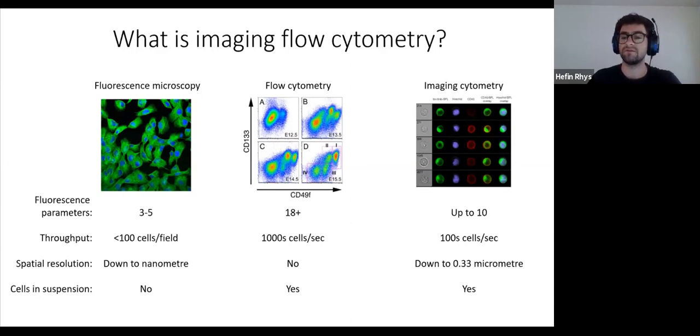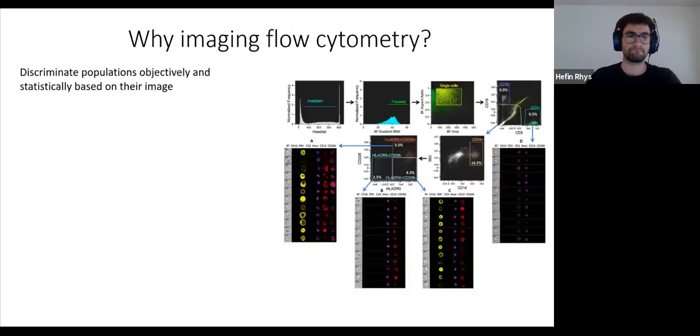But the best that we can do with the ImageStream platform is down to 1/3 of a micron square per pixel. Of course, with microscopy, we're not analyzing cells in suspension. They're cells that are either adherent or put on a slide and cover slip. Whereas flow cytometry and also imaging cytometry, we are imaging cells in suspension that are flowing through a flow cell.